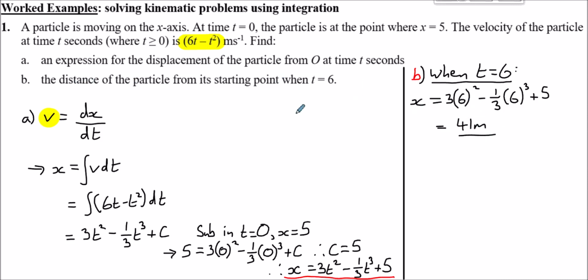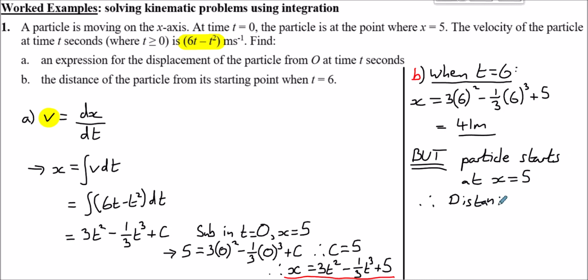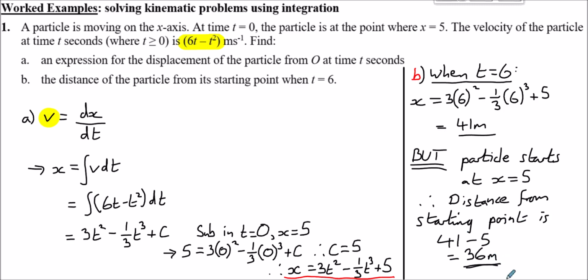But we're not after the displacement as such, we're after the distance it's travelled from its starting point to when t is 6. So we need to be careful here. This is almost, I hate this phrase normally, it's almost a trick question, because actually it starts at x being 5. So a big but. The particle started where x is equal to 5. So therefore, the distance from the starting point is going to be 41 minus 5. So actually the distance travelled is 36 meters. That's another illustration of how you need to be very careful if you're talking about the distance travelled or displacement. They are two definitely distinct concepts.